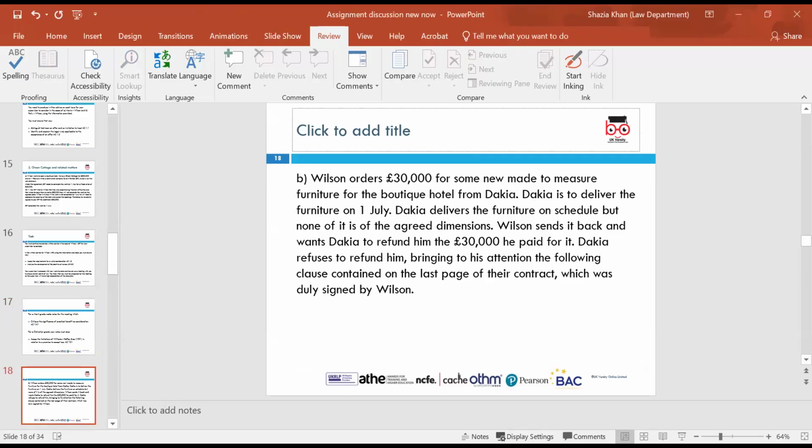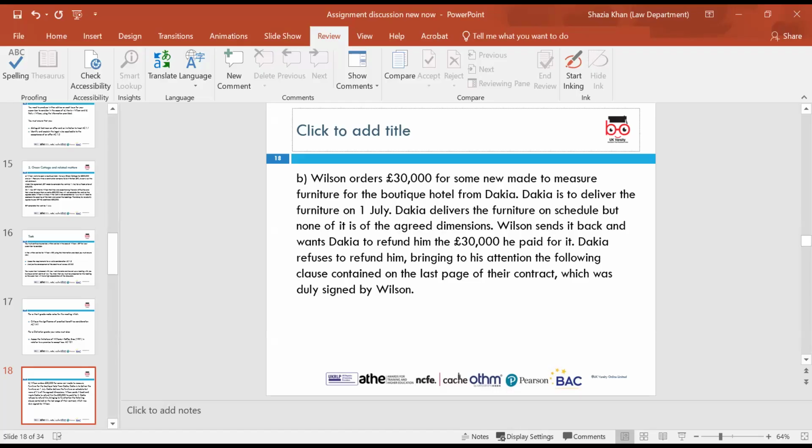So 2B, Wilson orders £30,000 of new made to measure furniture for the boutique hotel from Dakia. Dakia is to deliver the furniture on 1st of July. Dakia delivers the furniture on schedule, but none of it is of agreed dimensions. Wilson sends it back and wants Dakia to refund him the £30,000 he paid for it.